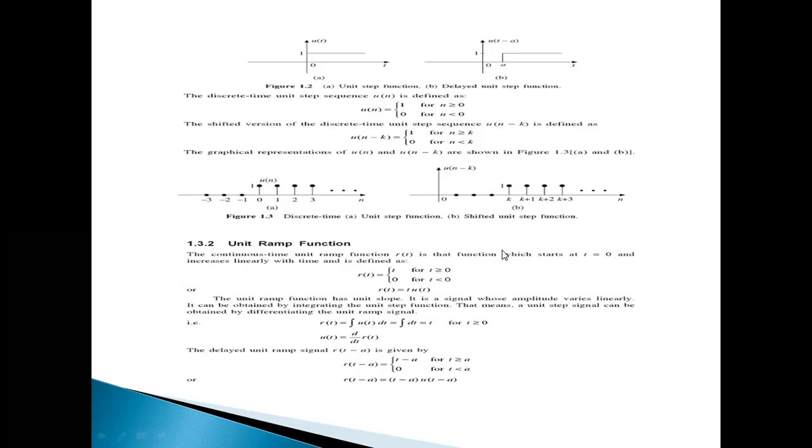Linearly increases. A continuous time unit ramp function, small r of t, my dear students, is the function which starts at t equal to 0 and increases linearly with the time. As time increases, r of t also correspondingly increases linearly.